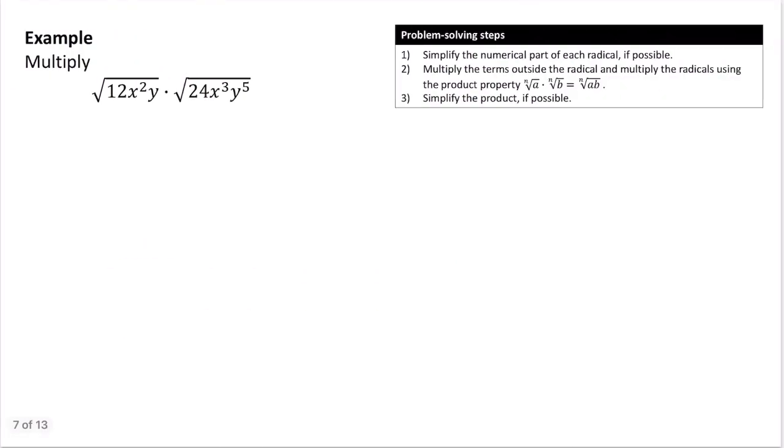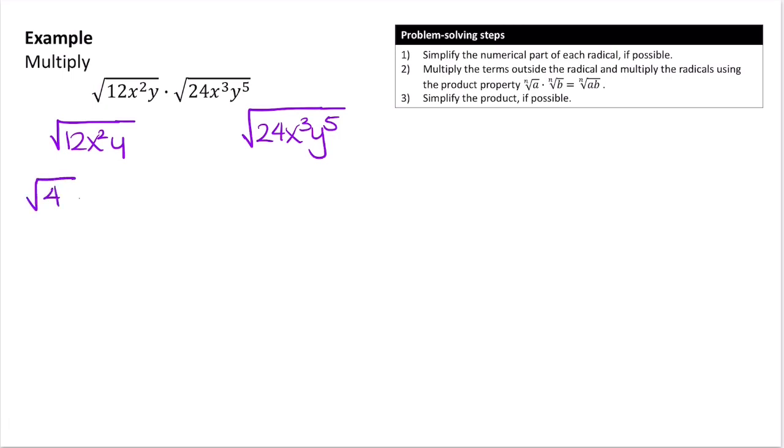So now let's try multiplying these two radicals together. So remember, first I'm going to simplify just the numerical parts because I'm going to end up simplifying everything anyway once I have my final answer. So let's look at these. Okay, so square root of 12, the biggest perfect square I can divide out of 12, remember, is 4. So I have the square root of 4, and then I have the square root of 3x squared y. The square root of 4 is 2, so I have 2 times the square root of 3x squared y.